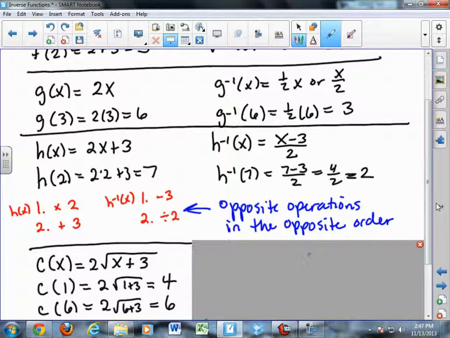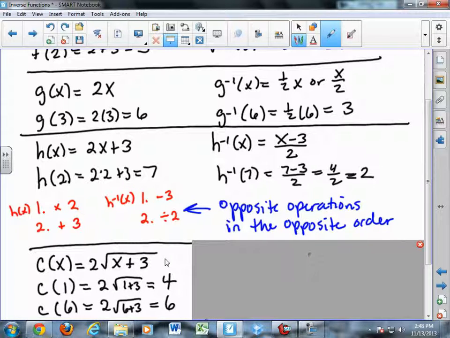Here's the function, c of x equals 2 times the square root of x plus 3. I'm picking deliberately nice numbers that will give me a perfect square. If I put in 1, I get 4. If I put in 6, I get 6. So what would allow me to go the other direction? How would I undo this?